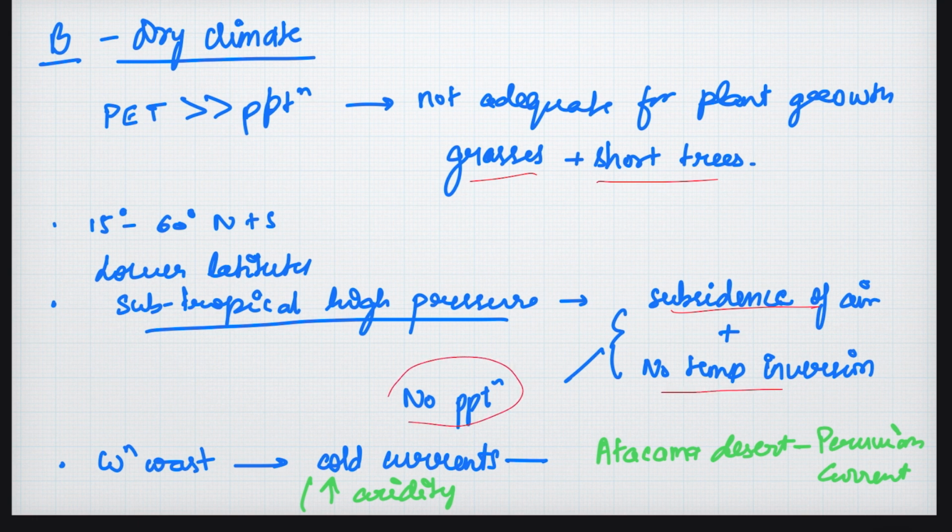So there would be no precipitation. Hence, there are deserts. On the west coast, there is the influence of cold currents, which further increases the aridity, such as seen in the Atacama Desert in Peru due to the Peruvian cold current.